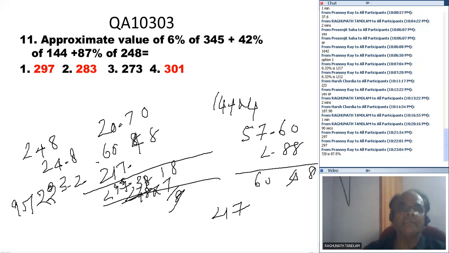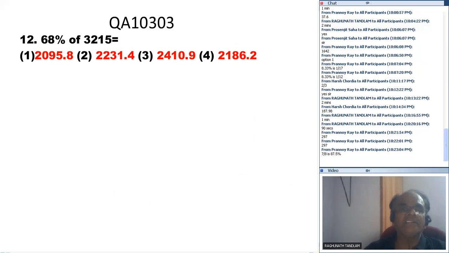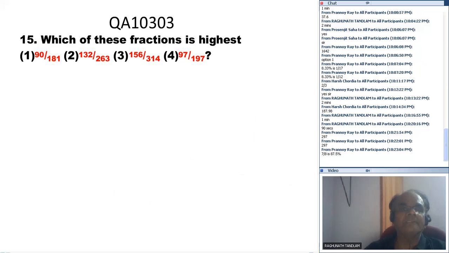Right, next one. How do you calculate 68%? How do we do this question? Because a comparison is needed. How do we compare these fractions? Which of these fractions is highest? Addition, subtraction, I'm leaving it out. Let's look at which of these subtractions is highest. How do you compare them faster? Quicker and faster.